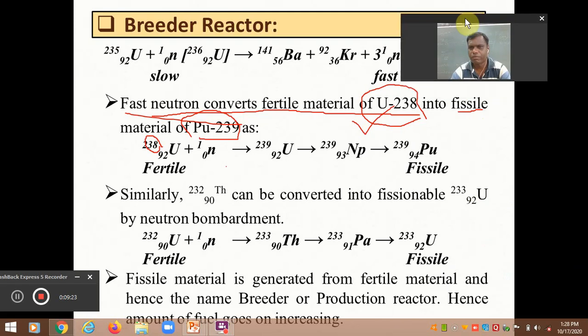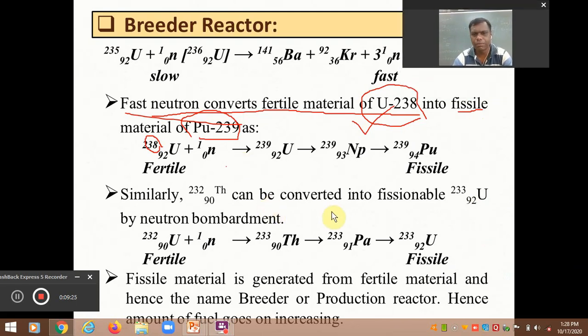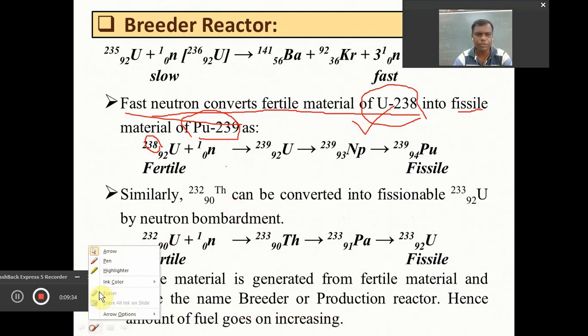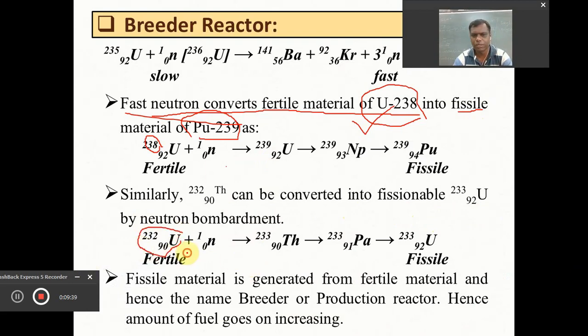Similarly, thorium 232 can also be converted into fissile material uranium 233 by the bombardment of neutron. This is the same process as the earlier one. Here we can discuss the same. This thorium 232 can be converted to uranium 233, and it will later be converted further. So this is the fissile material. It will undergo fission directly, and this is the fertile material. So this fissile material is generated from fertile material.